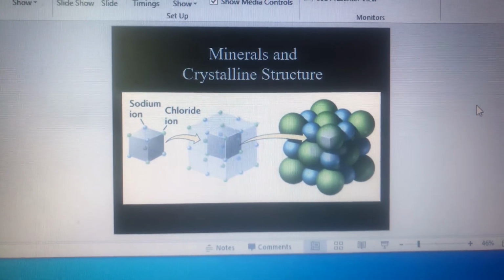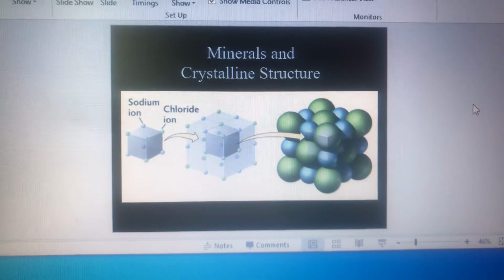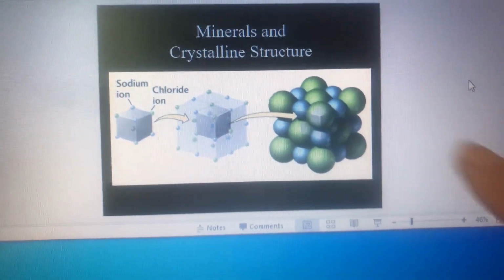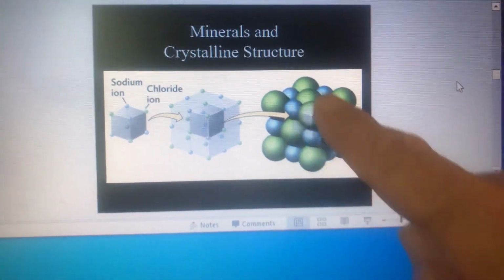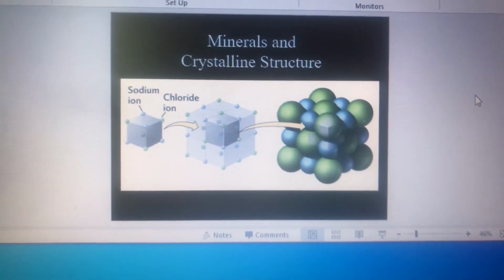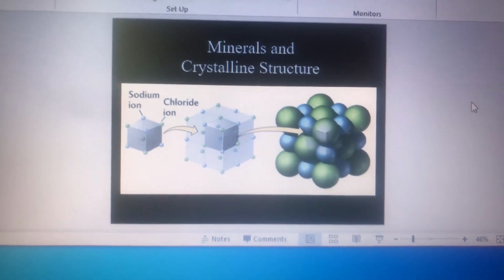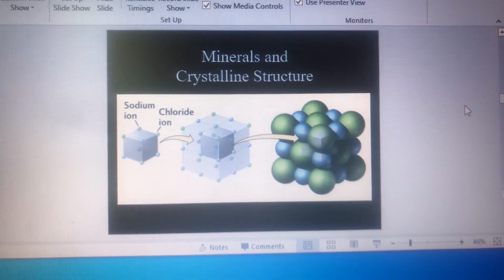There's another good example. Minerals in crystalline structure. Sodium and chloride, that makes up salt. That guy right there is salt. That's the compound for salt. So you're actually eating sodium and chlorine mixed together, and it's called sodium chloride or salt.